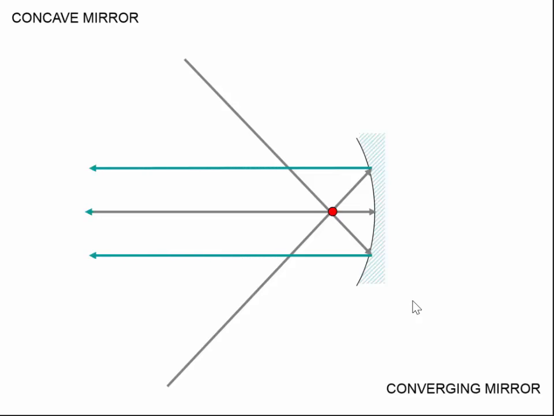And this is the basis for the headlamp in your car. Your light source is a lamp right in front of a mirror. It sends light out in all directions and they all get reflected in a parallel direction, so they all point out the front in the one direction so you can see where you're going.